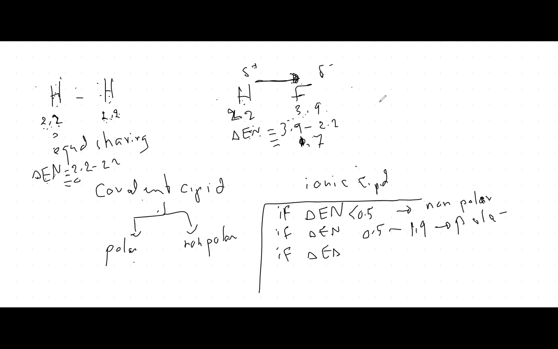See, students, this is the most important number. Just memorize these two numbers. Less than 0.5 is nonpolar. More than 1.9 is an ionic compound.